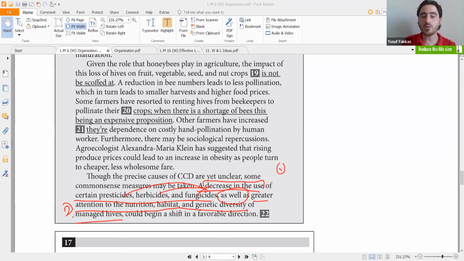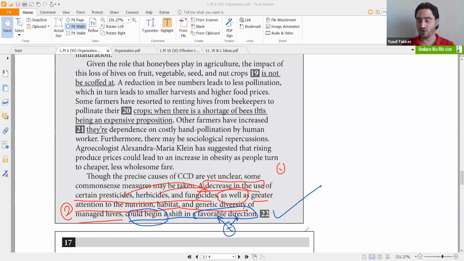So we should pay attention also to these things. Okay, where is the future here? I know that we're talking about efforts, but one other keyword is the future. Look, it's here: "it could begin." So that's a reference to the future. It hasn't begun yet. These things, if we decrease our use of these pesticides, etc., and if we pay greater attention to the nutrition, habitat, etc., what can that do, or what can that make? It could begin a shift in a favorable direction. This is something positive, a favorable, positive direction.